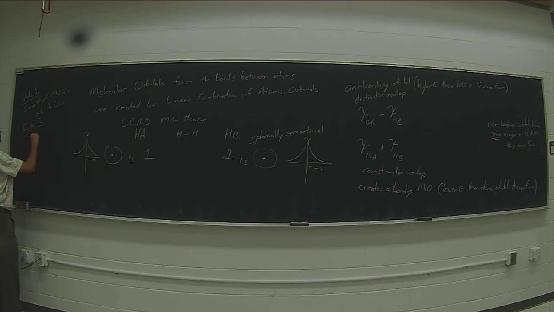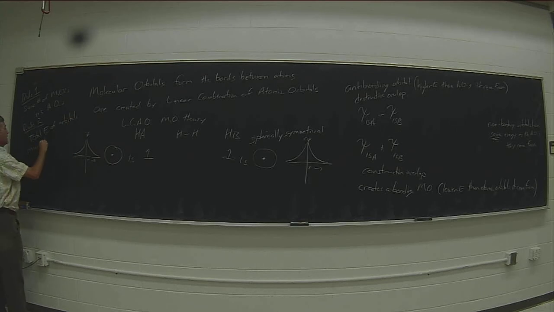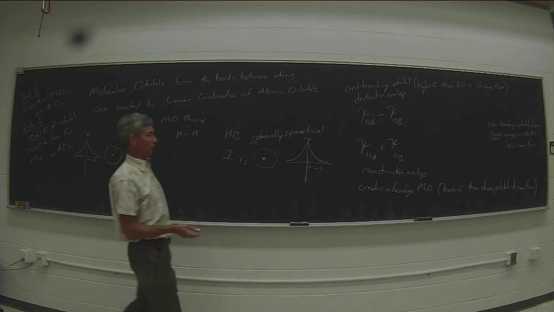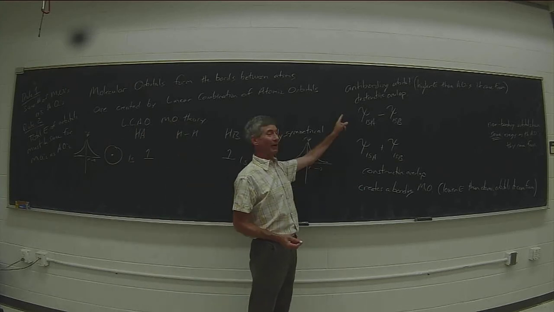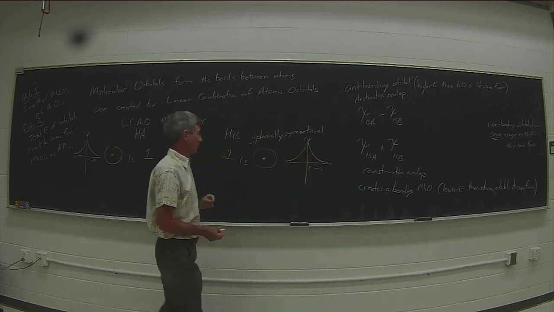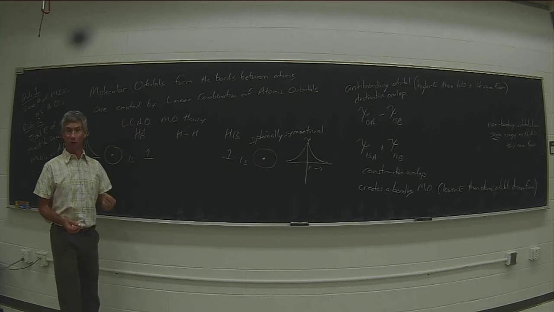Another rule is that the total energy must be the same for the molecular orbitals as the atomic orbitals. That's called conservation of orbital energy. So if one of my interactions causes a drop in energy to create a bonding orbital, there must be an equal and opposite rise in energy to create an anti-bonding orbital, so that the sum of the 2 atomic orbital energies is equal to the sum of the 2 molecular orbital energies.